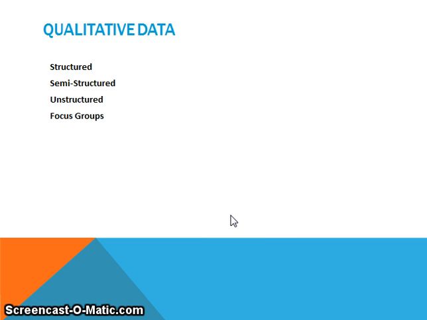Qualitative data. Structured interviews. The definition is having a well-defined structure or organisation, or being highly organised. The advantages are that it's easy to set up and to control. You can get very simplistic answers. Disadvantage is that it can be too rigid and you can easily miss out on information if you don't ask the right questions.